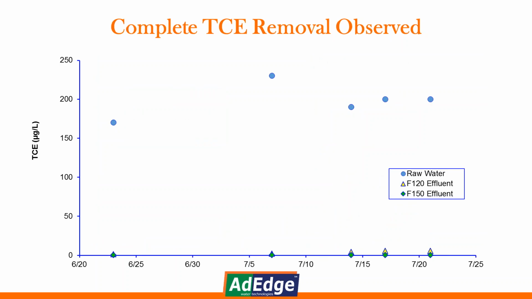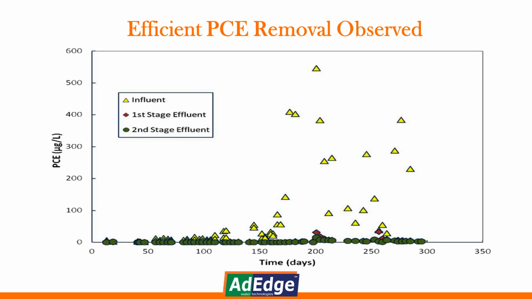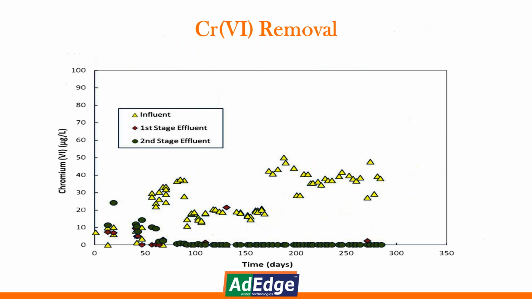TCE is another contaminant that's received quite a bit of testing. I believe TCE is the VOC at the West Valley water site. PCE removal, again, very effective removal. Chrome 6, again, demonstrated very favorably.